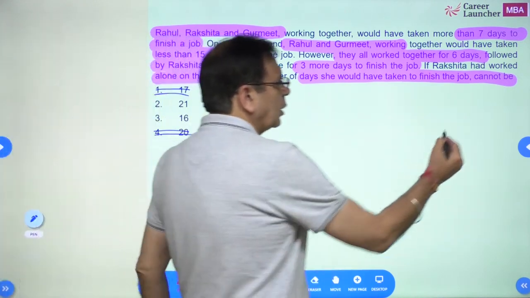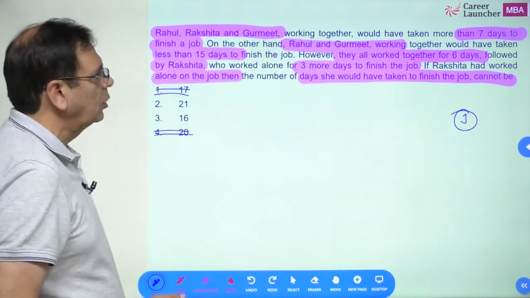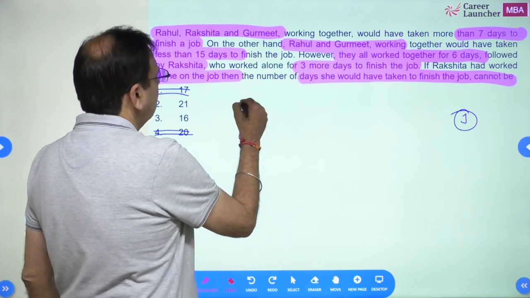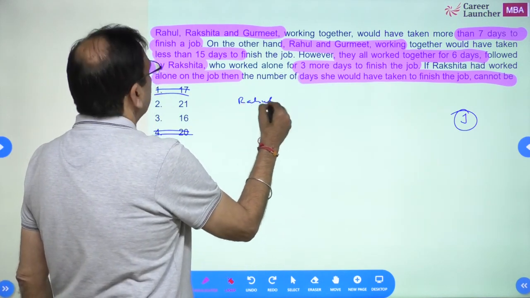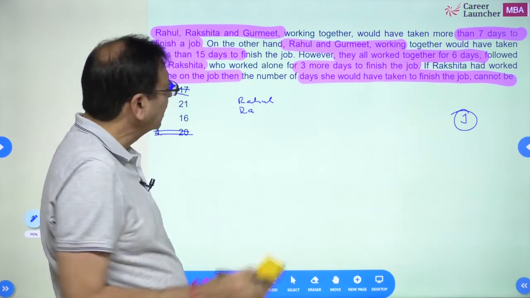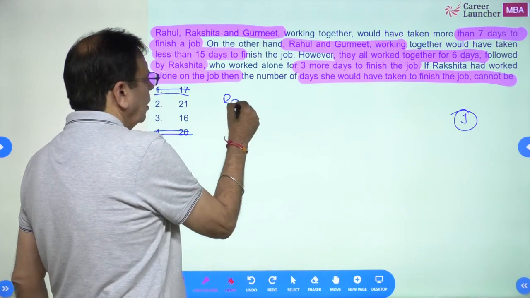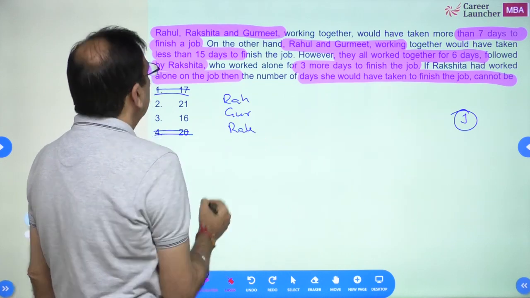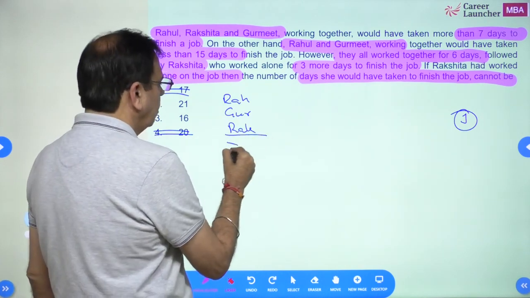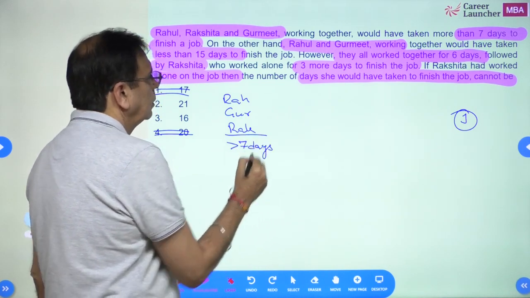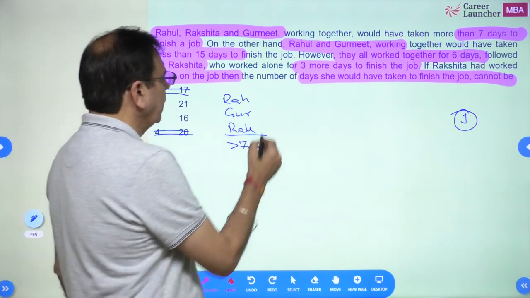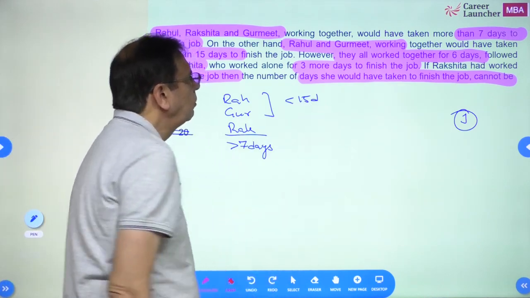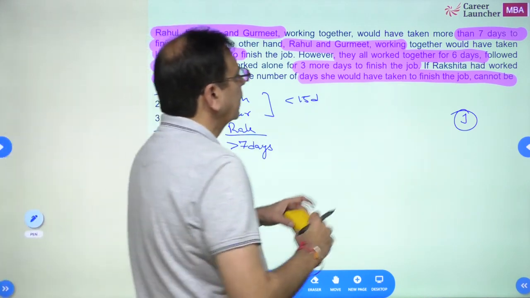This basic trick is where I started: the answer has to be either 16 or 21. Okay, so what do we have? Rahul and Gurmeet. So we have Rahul plus Rakshita. There is no need to write the full names, let's write half. So Rahul, Gurmeet and Rakshita. If all 3 of them working together would have taken more than 7 days to finish the work. Okay. On the other hand, Rahul and Gurmeet, if these two work together, they would have taken less than 15 days to finish the work. Now what happened?